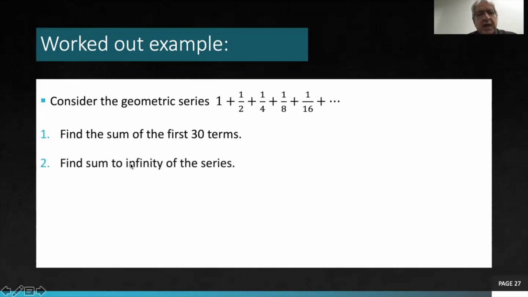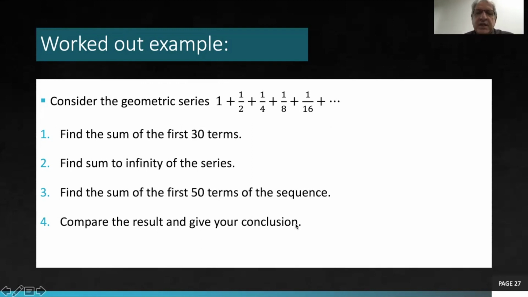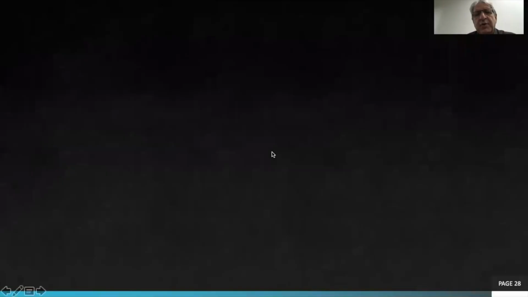Okay, we can do that. Find the sum to infinity of the series. Okay, we can find the sum to infinity of the series. Find the sum of the first 50 terms of the sequence. Okay, compare the result and give your conclusion. Okay, then let us see. First he's asking to find the sum of the 30 terms. We have a formula for that.